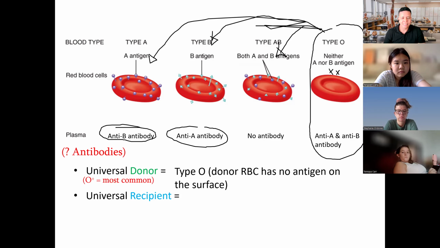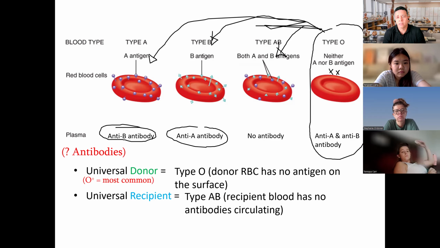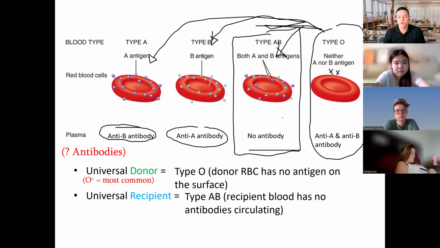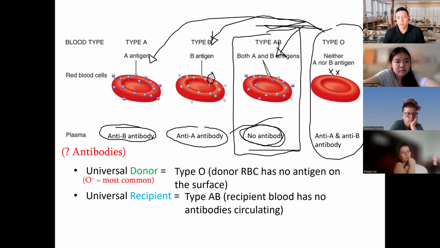So which means that the type AB is the universal recipient of blood. This guy right here can get blood from anybody. Why? Because they have no antibodies against the antigens. So it doesn't matter what antigen you have. If I don't have antibodies to bind to it, they're not going to be destroyed. They're going to be left.